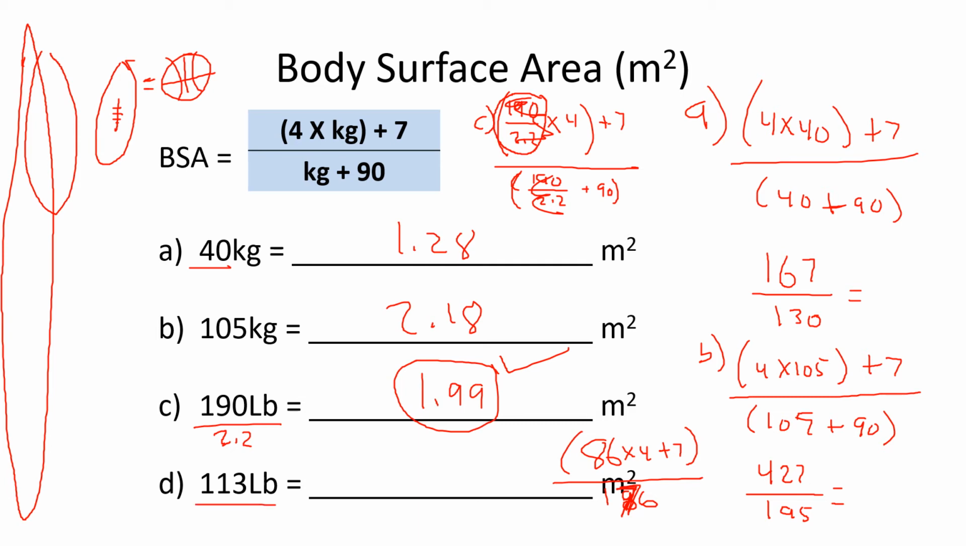Yeah, one more. Let's divide by 2.2. So how many kilos is that? And we'll round it off. 51. But make sure you guys are able to keep all your decimal points. Yeah, about 1.5.